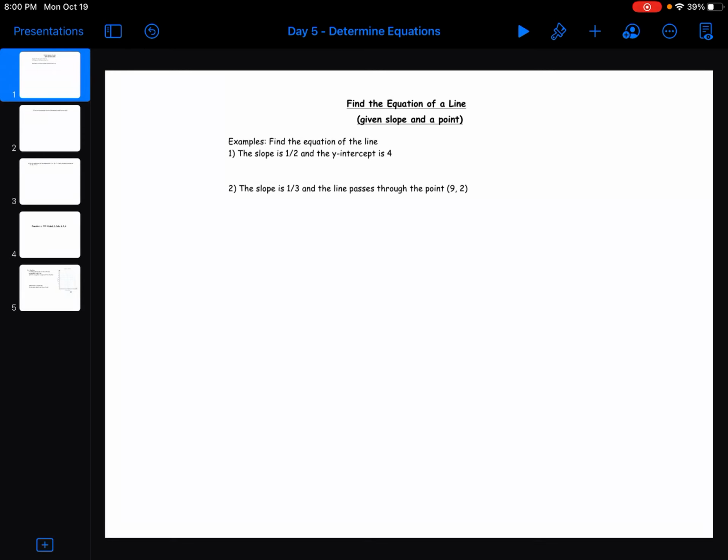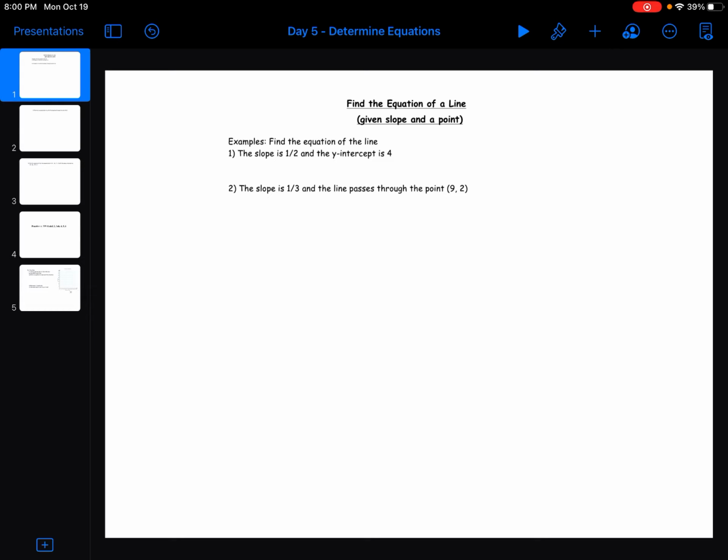When finding the equation of a line, we always want to find the slope and a point. After we have the slope and a point, we can pretty much find anything else we need. Ideally, we'd want the y-intercept because that gives us the b value, but we can actually find that b value by using the other point.